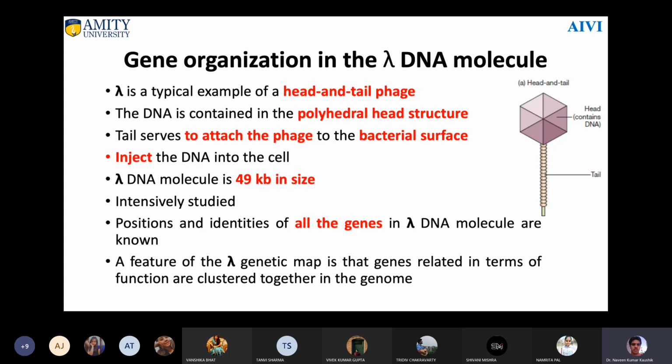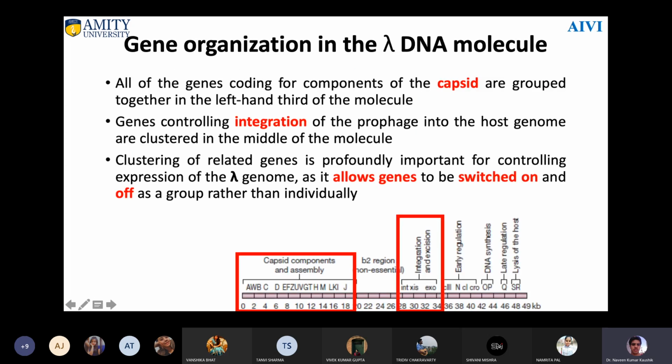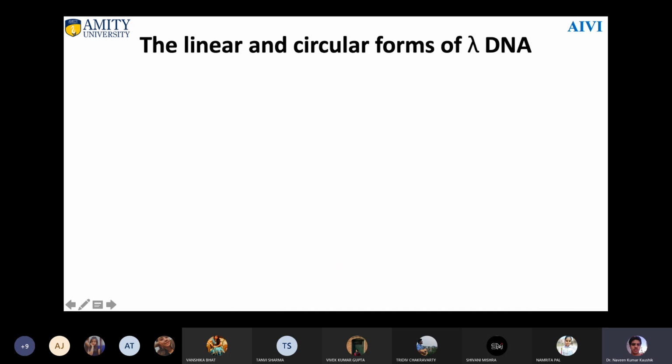The positions of all lambda genes are known, so where each gene is located is known. The features of the genetic map, with gene-related functions clustered in the genome, are already known. I think we have talked about all this. These are the different clusters present and the different roles of their genes.